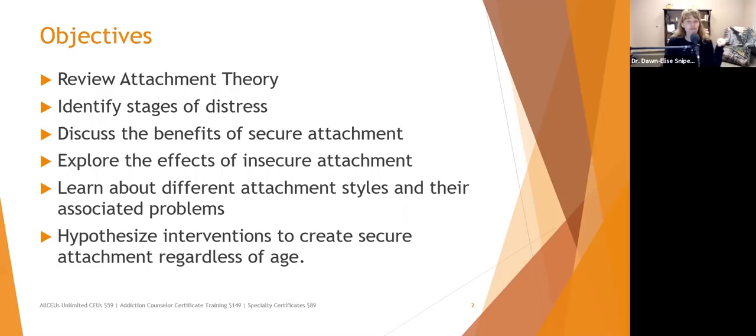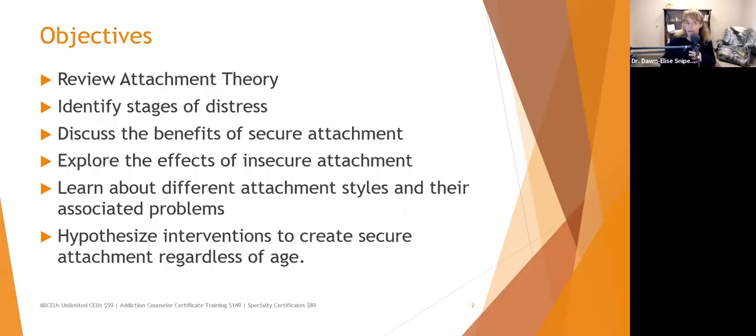Identify stages of distress that a person experiences when there is a threat to their attachment. Discuss the benefits of secure attachment. Explore the effects of insecure attachment. Learn about different attachment styles and their associated problems, and hypothesize interventions to create secure attachment regardless of age.